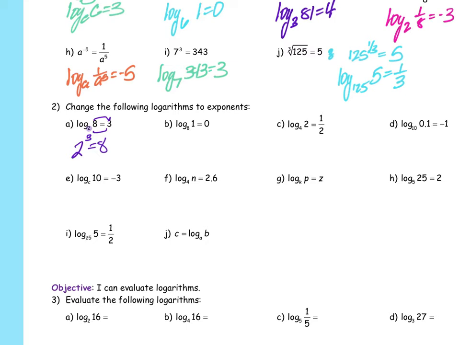So I just went from logarithmic form to exponential form. And I'm just going to keep doing that over and over again. So on the second one, I have base 8. That's going to be the base of my exponent. So I have 8, and then this is going to go here, and this is going to go here. 8 to the 0th power equals 1.